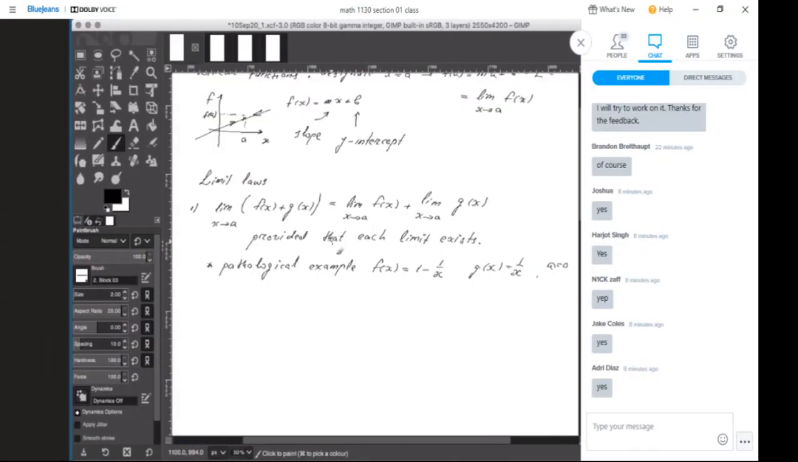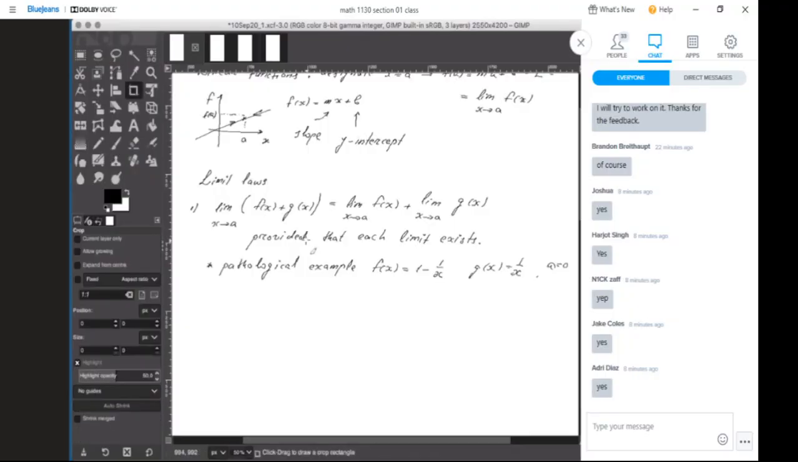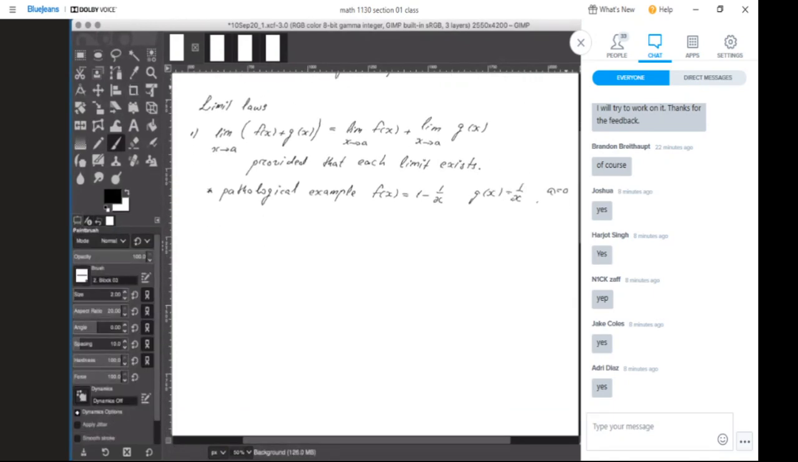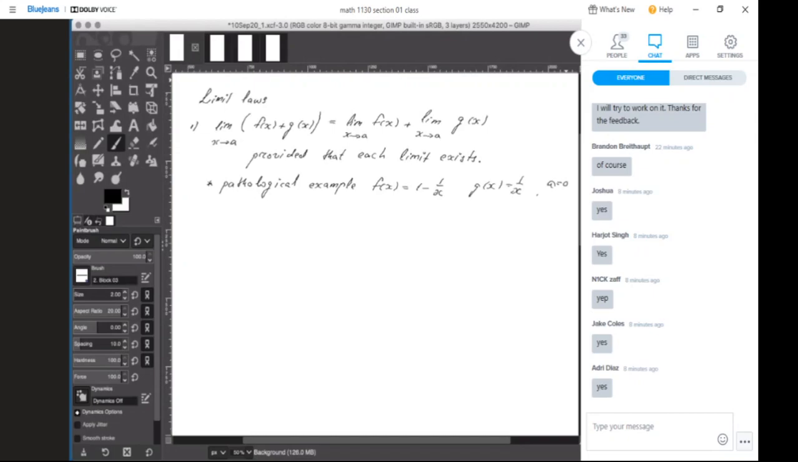It is true that in many cases it will be virtually trivial, but just like any other step, before you take the step, make sure it's a legitimate step. Okay? Questions about this one?